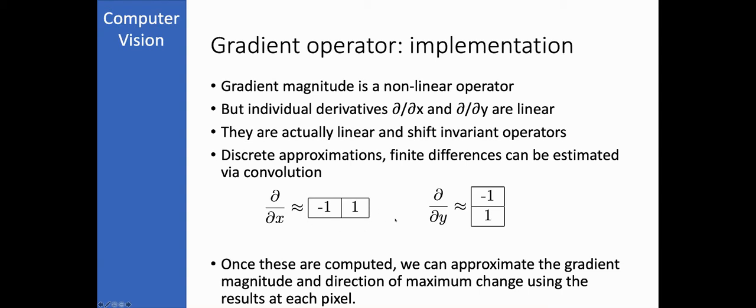And these are convolutional kernels, meaning that I would take an image and simply convolve the image with these kernels. That would give me the derivatives in the x and the y direction. And once these are computed, I can approximate the gradient magnitude and the direction of the maximum change using the results at each pixel.